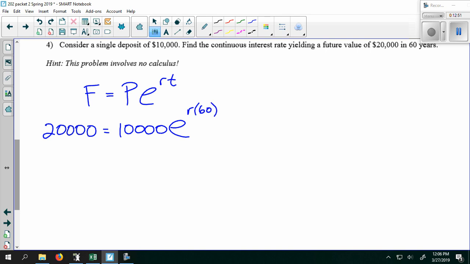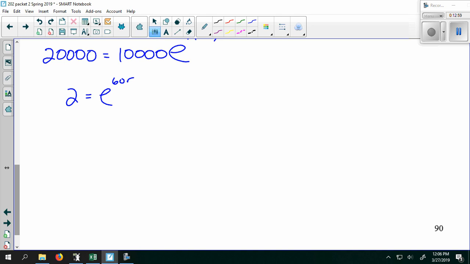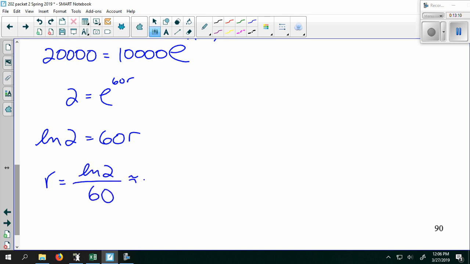So I just need to solve this for r. So I'm going to divide both sides by 10,000. So I get 2 equals e to the 60r. Take the ln of both sides. I get the ln of 2 equals 60r. And then divide both sides by 60. R is the ln of 2 over 60, which is approximately 0.01155. And when you convert that to a percentage, that is 1.155%.